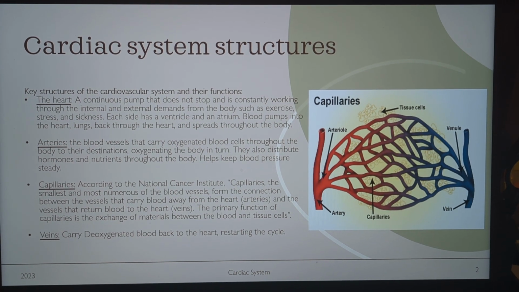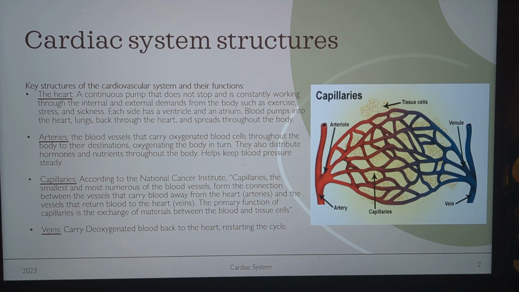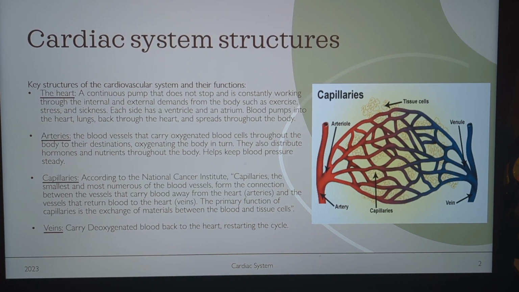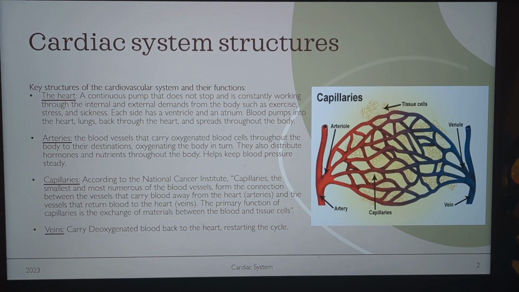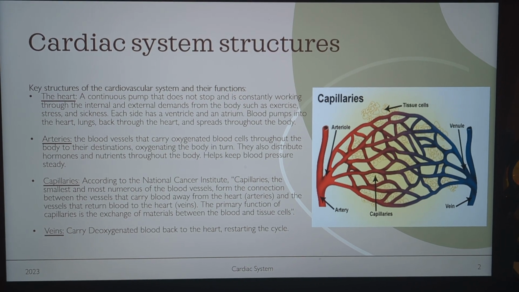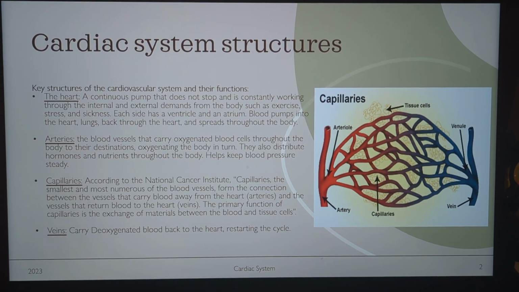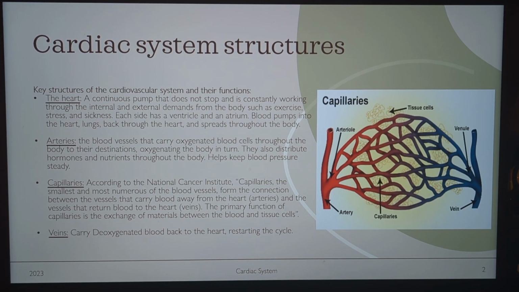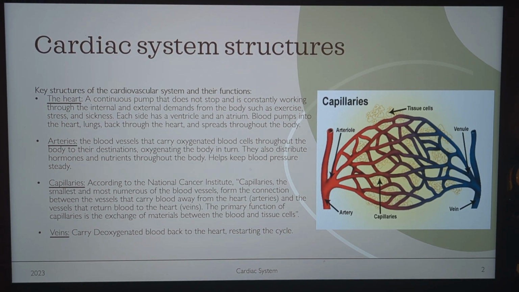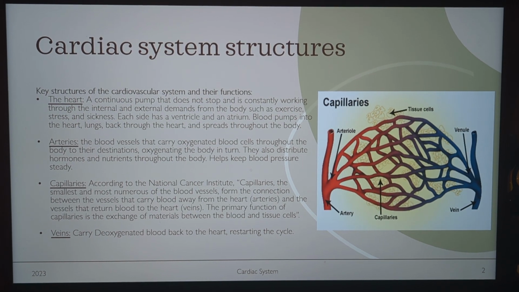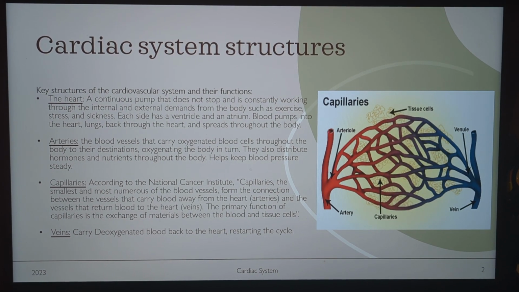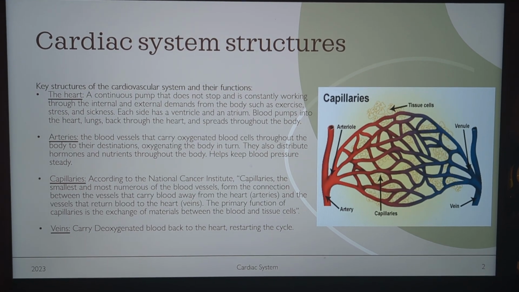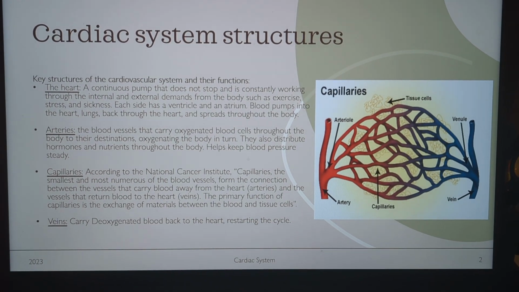Each side has a ventricle and an atrium, so like the left atrium and ventricle and the right atrium and ventricle. Blood pumps into the heart, to the lungs, and then back through the heart and spreads through the body. Arteries, the blood vessels that carry oxygenated blood cells through the body to their destinations, oxygenating the body in turn. They also distribute hormones and nutrients throughout the body and help keep blood pressure steady.